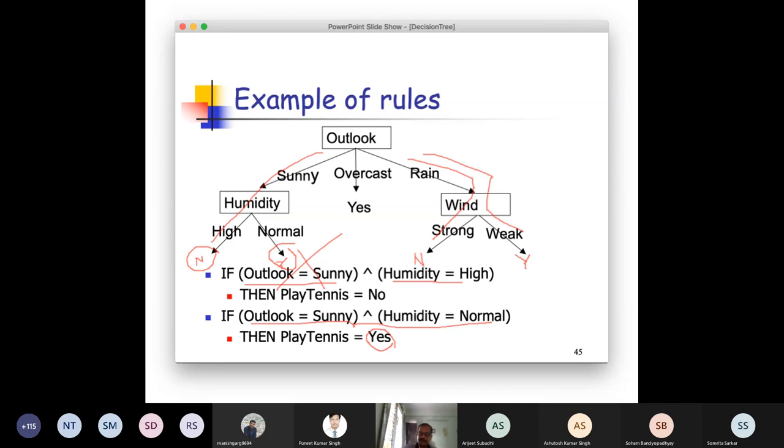So that is simple. And there should not be any contradictions among these rules. I mean, because your decision tree also has no contradiction. And if it is not satisfied by any rule, then you do not have any decision in that regard. That is also a situation, as you can see.